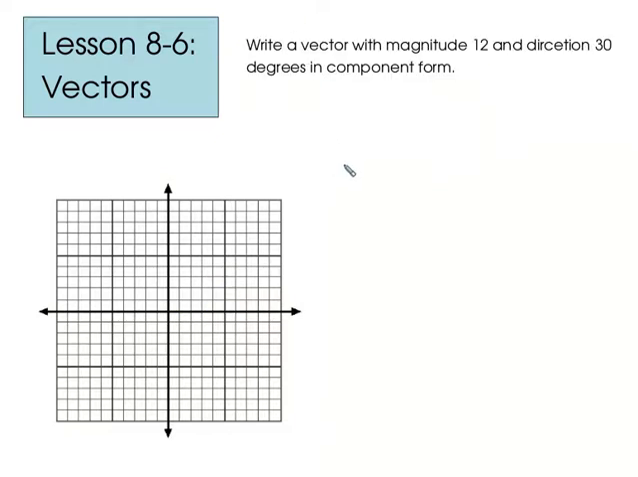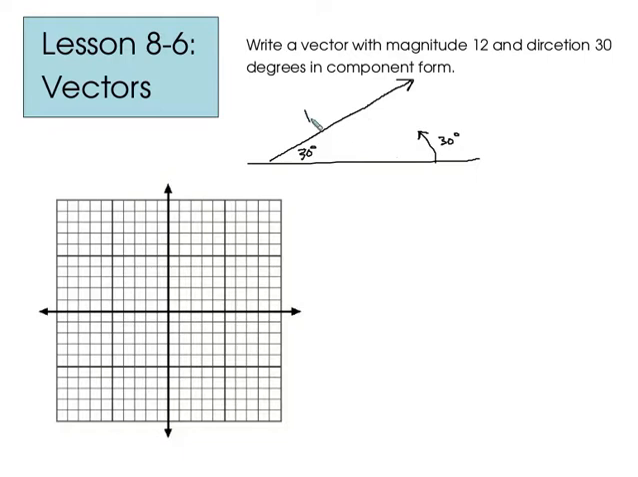Write a vector with a magnitude 12 and direction 30 degrees in component form. Okay, so a direction of 30 degrees, direction is always measured clockwise from a horizontal line. Okay, so if we've got a direction of 30 degrees, that means we start at the horizontal line and we move 30 degrees in this direction. And so if we do that, we get a vector that would look something like this, and this angle measurement would be a 30-degree angle.